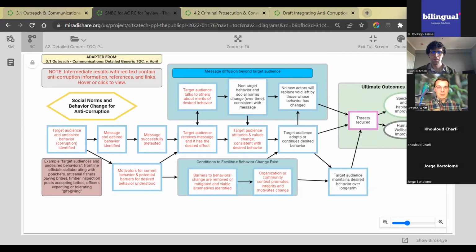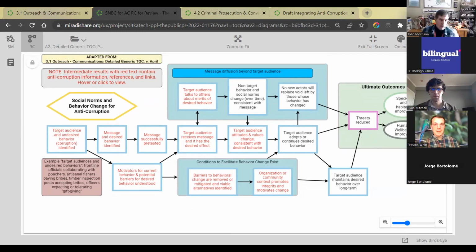Great, so that's social norms and behavior change. I'm going to stop again in case there are any specific questions about SNBC. If you have feedback around how we've done these, you can offer it now, or you can offer it after you see law enforcement. Maybe we fixed it in law enforcement, although it's very similar to how we've done this one. I see John's raised a hand.